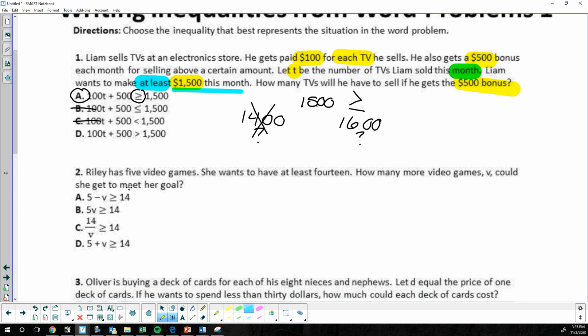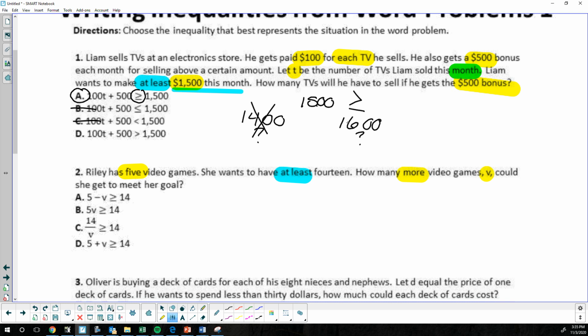Riley has 5 video games. She wants to have at least 14. Okay, she currently has 5. How many more video games, V, could she get to meet her goal? Okay, so the other key word there is more. More is going to help me with my operation. Okay, so first and foremost, we want to check and make sure we have the right symbol.